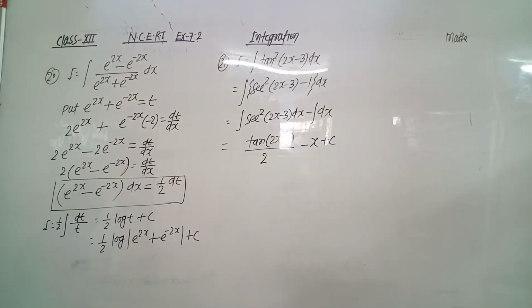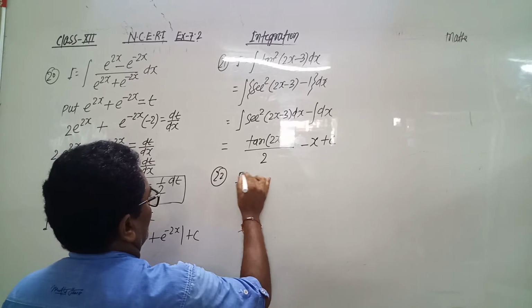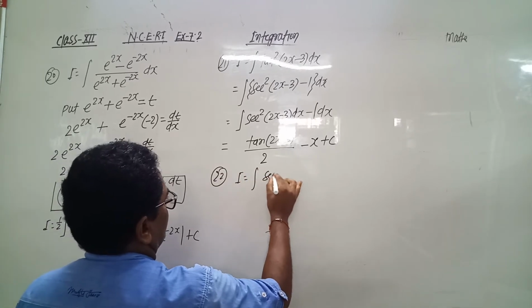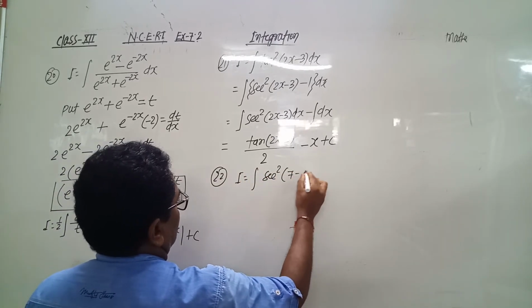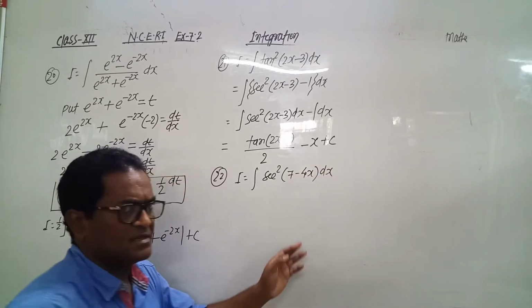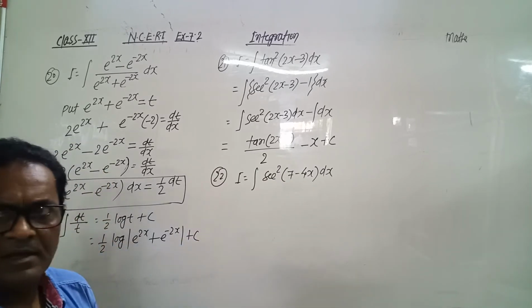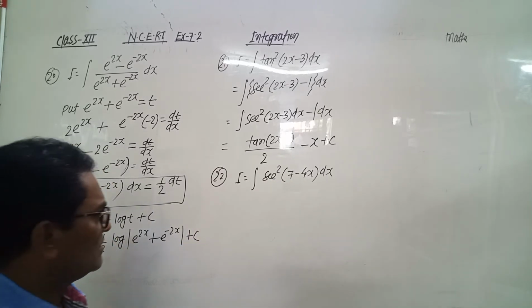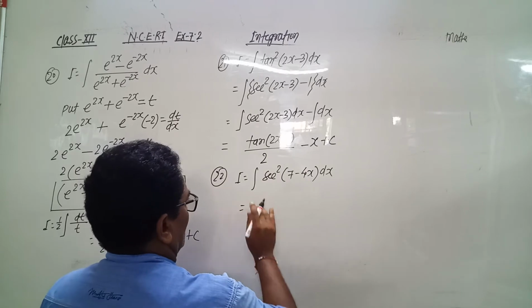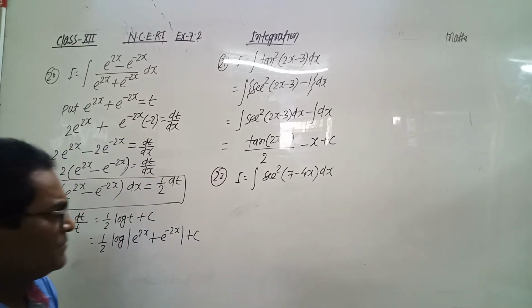Question number 22. Sec square 7 minus 4x. Integration of sec square 7 minus 4x dx. This is the direct form. Integration of sec square theta is equal to tan theta. Or we can also solve by substitution method.